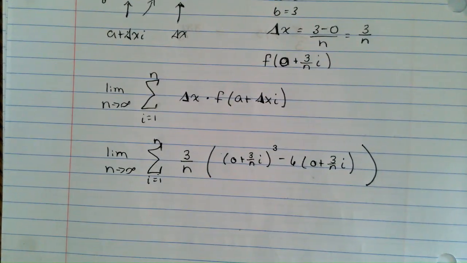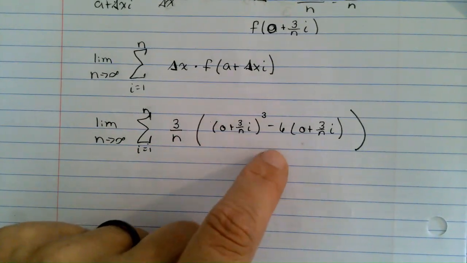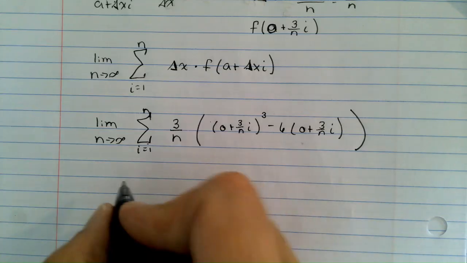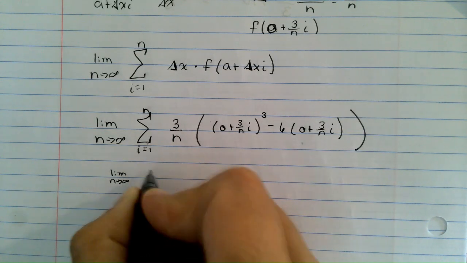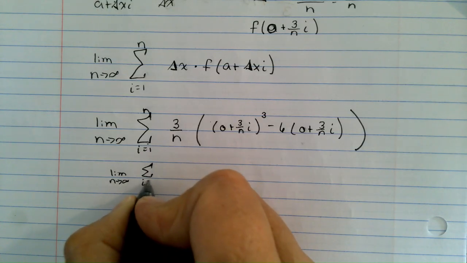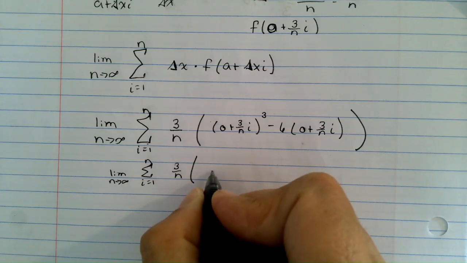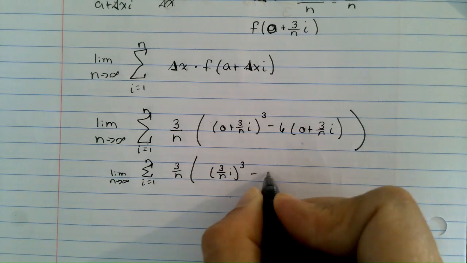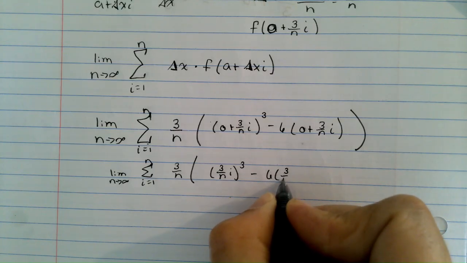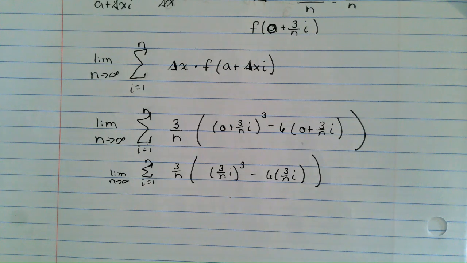Now that we've done that, we're saying the sum of all base times heights. We need to simplify this out. Fortunately, the 0 doesn't mean anything, so I'm going to rewrite this a lot smaller. We've got 3 over n, 3 over n i cubed minus 6, 3 over n i. I dropped the 0 plus. Okay.